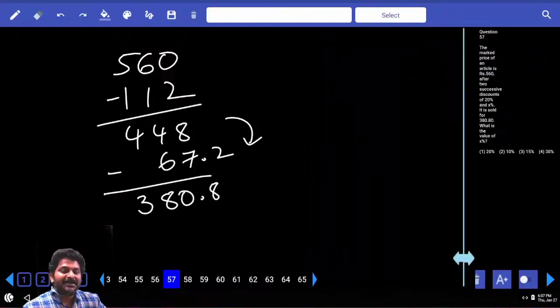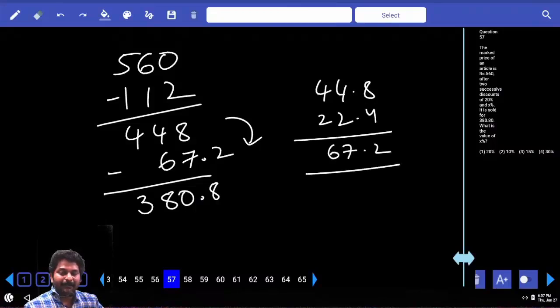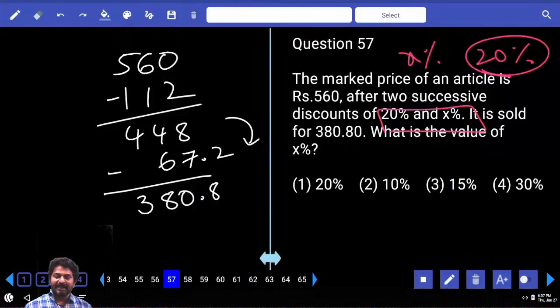So what is 10% of 448? Our discount is more than this number. What is exactly half of this number? 22.4. When you add this, you get 67.2 only. 10% plus 5%, 15% is the second discount, third option.